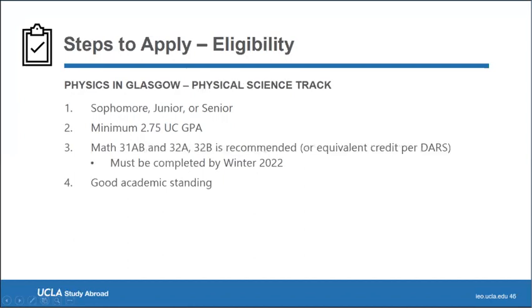Physics in Glasgow, the physical science track: you must have sophomore, junior, or senior class standing before departure, a minimum 2.75 GPA, and you must complete Math 31AB and 32A. We do recommend 32B, though it is not required. These courses must be completed by the end of winter 2022, and once again, you must have good academic standing.